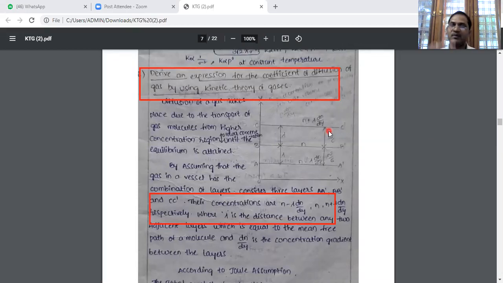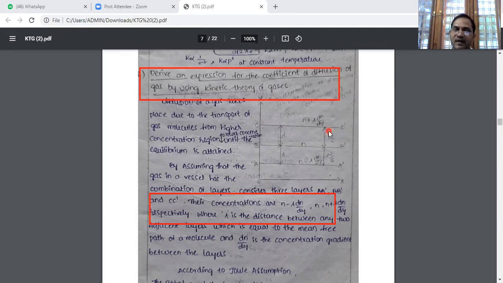As we move from the bottom layer to the upper layer, if you move a unit distance, how much is the change in n value? That is nothing but dn by dy. This is known as the concentration gradient. So here we are taking the concentration gradient in three layers. In AA dash, n minus lambda dn by dy. In the layer BB dash, n. In the layer CC dash, n plus lambda dn by dy.